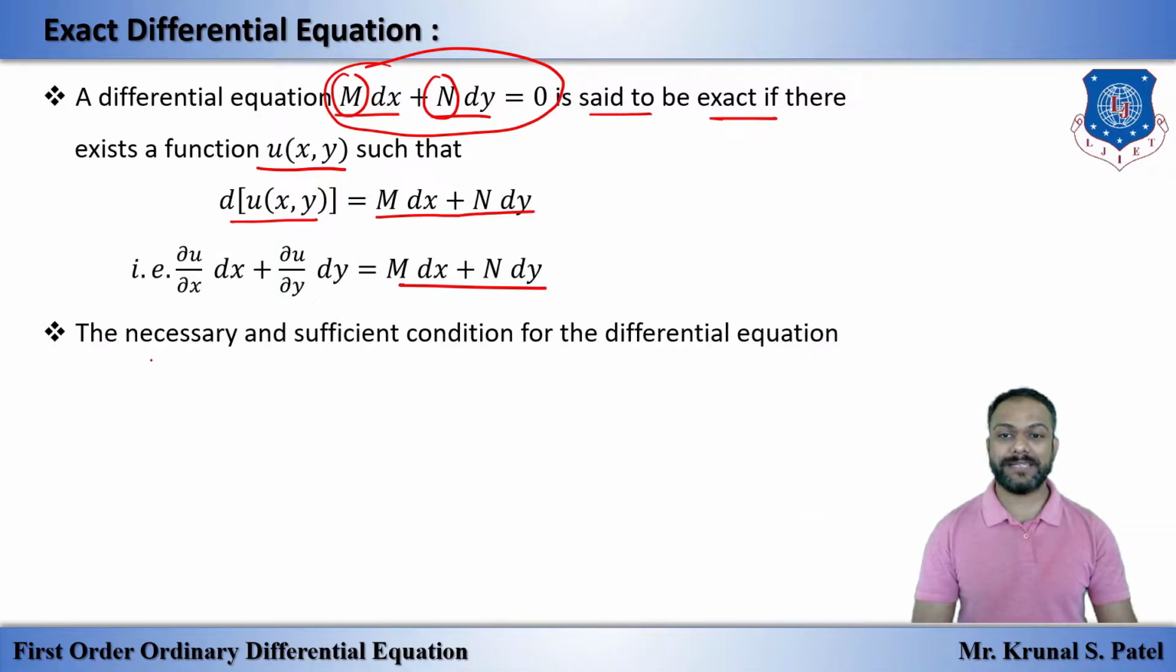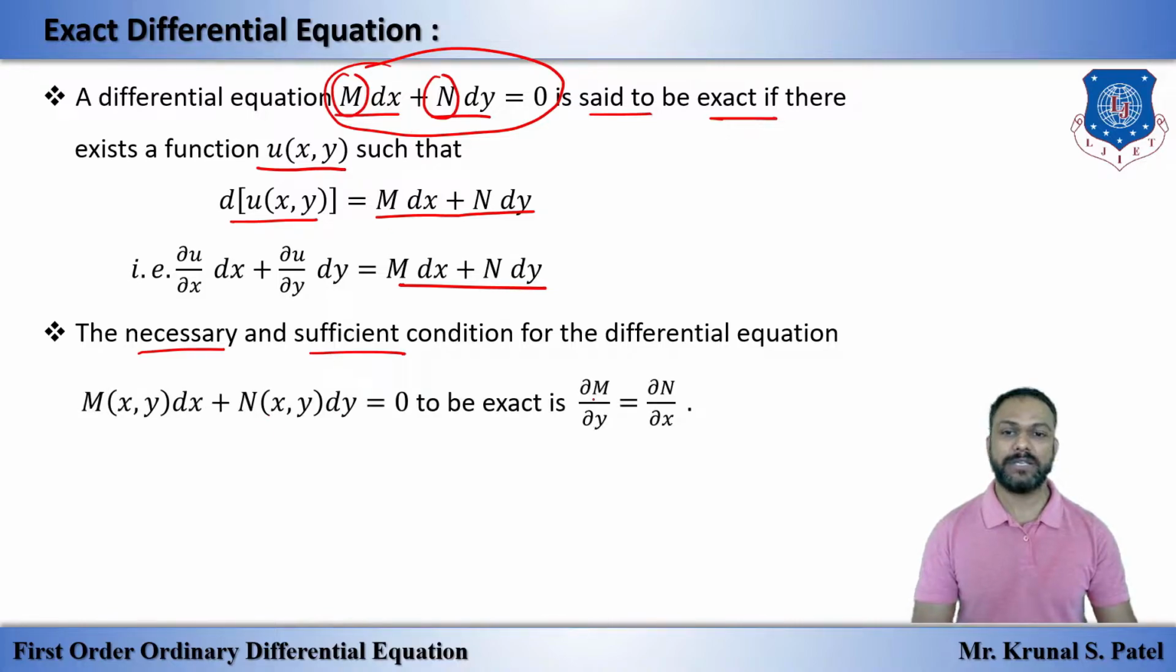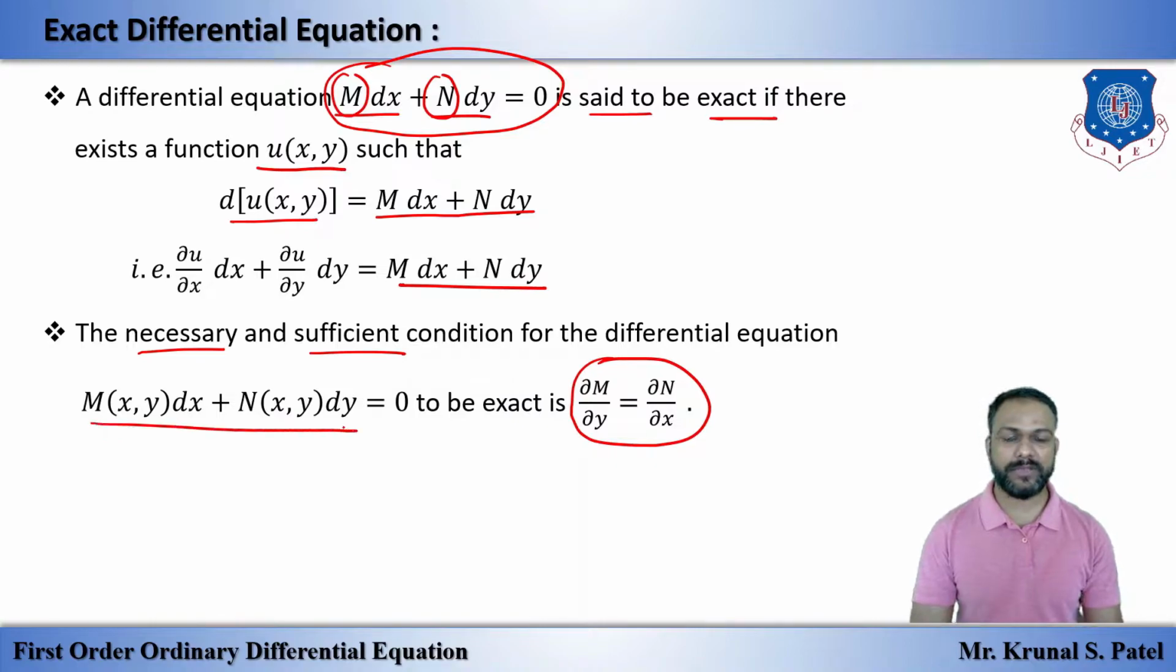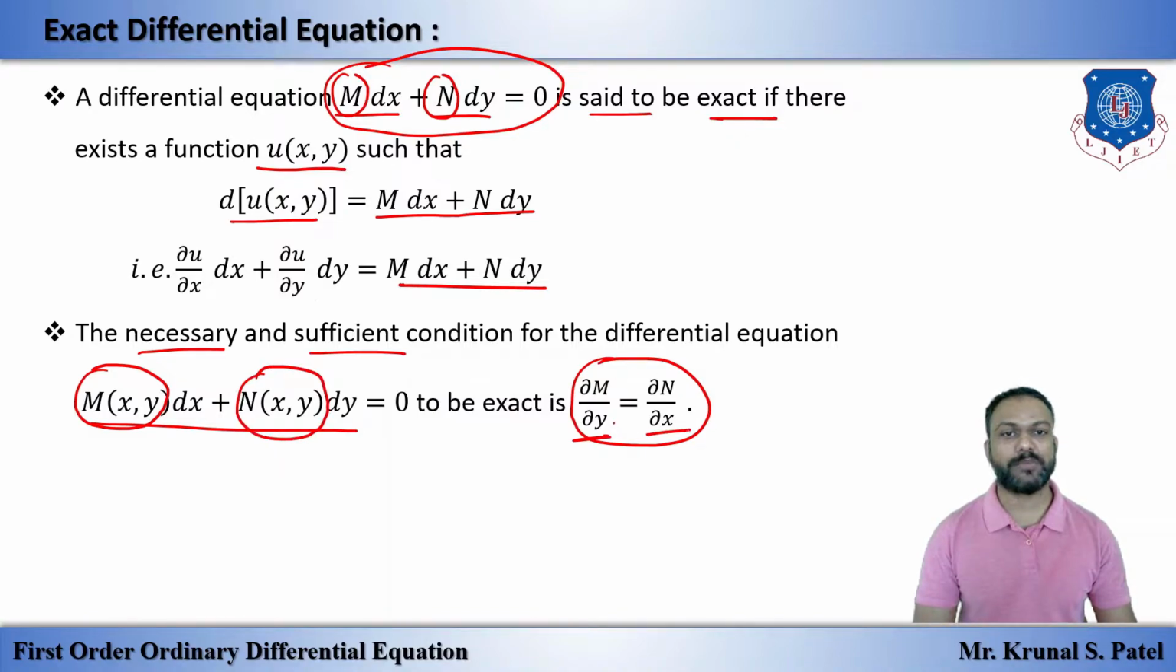Now, what is the necessary and sufficient condition for a given differential equation to be exact? This is the necessary and sufficient condition. That means differentiation of this function of x and y, M, with respect to y partially, and differentiation of N of x, y with respect to x partially.